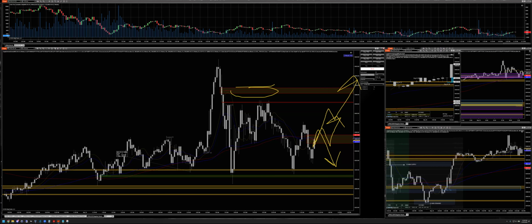I just drew these green things, these are your imbalance, right? I mean, your fair value gaps. Yeah, fair value gaps. The red and the green.